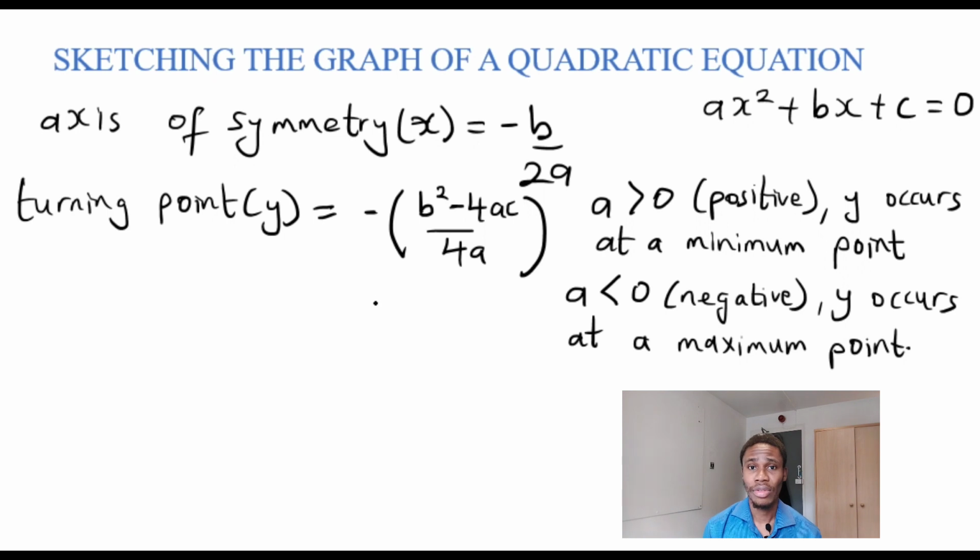Now the third thing that you need are two random points, and these points just help you to be able to draw the parabola for it to look nice. So this particular one is better explained when we take some examples. So let's just take some examples.